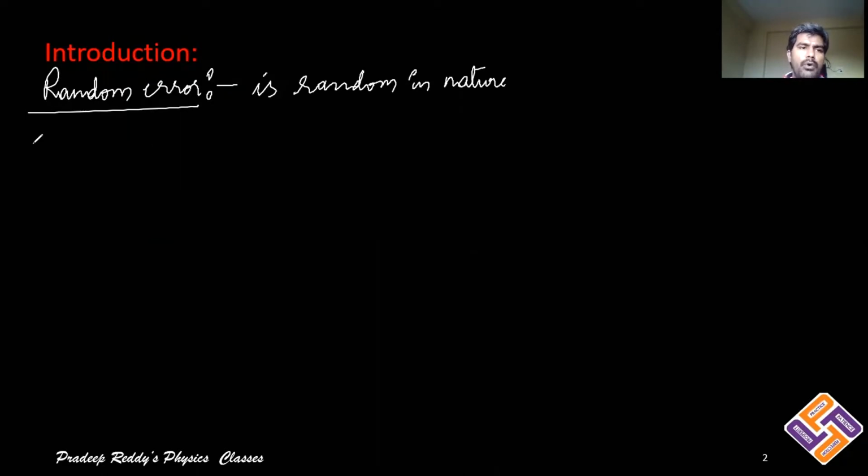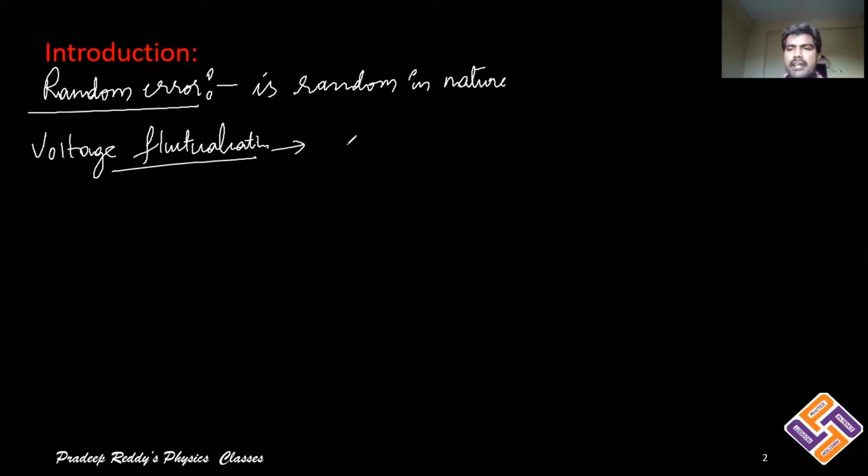For example, voltage fluctuations. Like when you are dealing with voltage in your home, sometimes you may get one phase, sometimes you may get two phase. Suddenly current value may be increased, suddenly current value may be decreased. That is not fixed. You cannot tell that this is a constant current which is flowing into your home. And you cannot decide whether it increases in the next second or whether it is decreasing in the next second. So voltage fluctuations are one of the best examples for random errors.